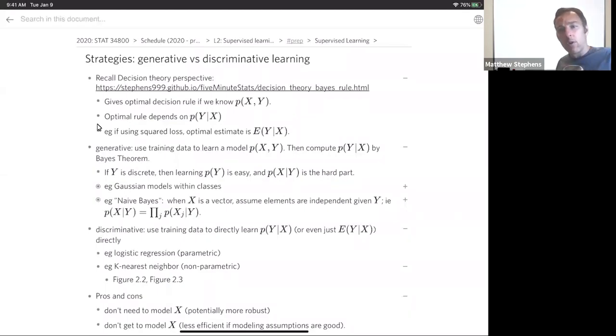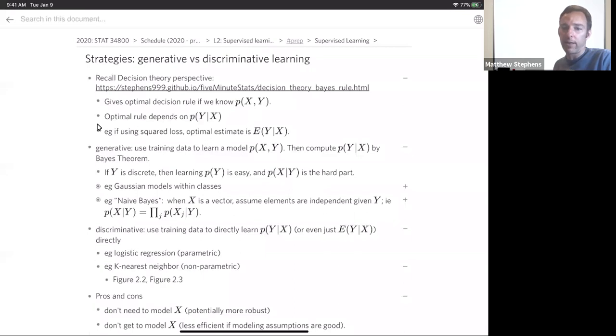Okay, so now I want to talk about some strategies for developing supervised learning methods and decision rules. Specifically, I want to talk about two different types of approach, what's sometimes called the generative approach and what's called the discriminative approach.